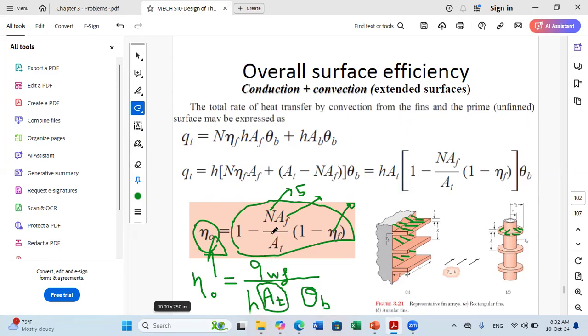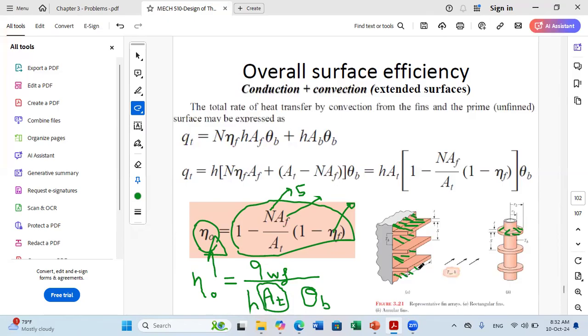A total will represent the total area of exposure, which is N times A fin, plus the area that is not covered from the base. Okay, so this area we added to it. We'll do it in the example. This is a first approach.